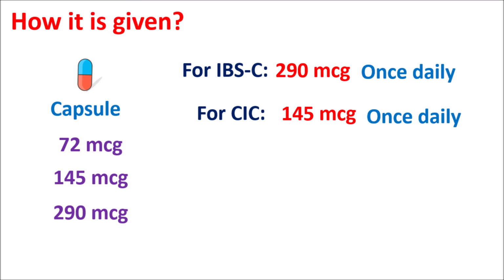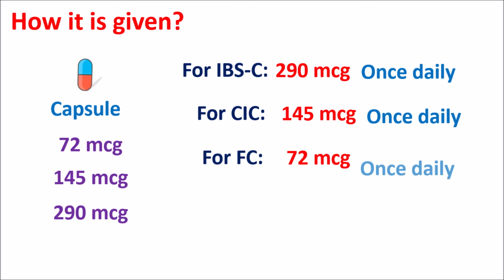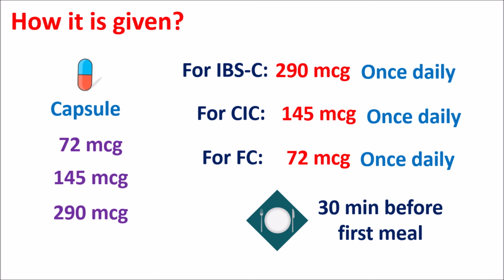Here the dose may be split into two divided doses. It can be given as 72 microgram given twice daily if the patient is not tolerating higher doses. Finally, for the treatment of functional constipation, it can be given at still lower doses. So the dose is 72 microgram given once daily. Whatever may be the dose, linaclotide capsule should be taken 30 minutes before the first meal in order to relieve the symptoms of constipation.